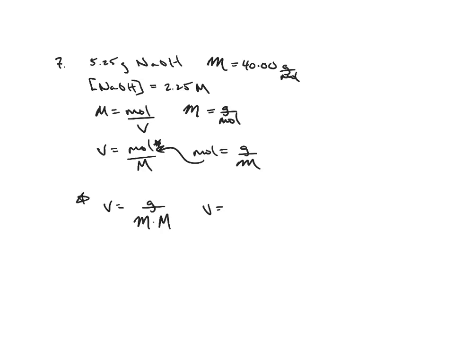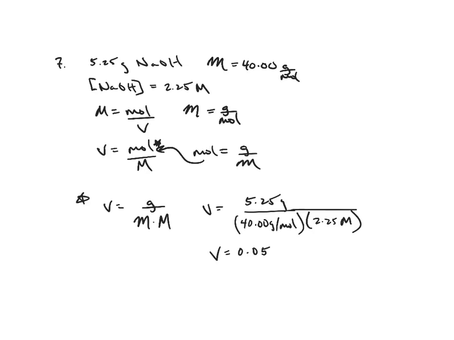So V is going to be equal to here, well, the mass was 5.25 grams. The molar mass is 40.00 grams over moles. And the molarity given was 2.25 molar. Extend our line over. The volume with three significant figures here. Again, make sure the bottom is all in parentheses. This is 0.0583, and the unit here is liters.